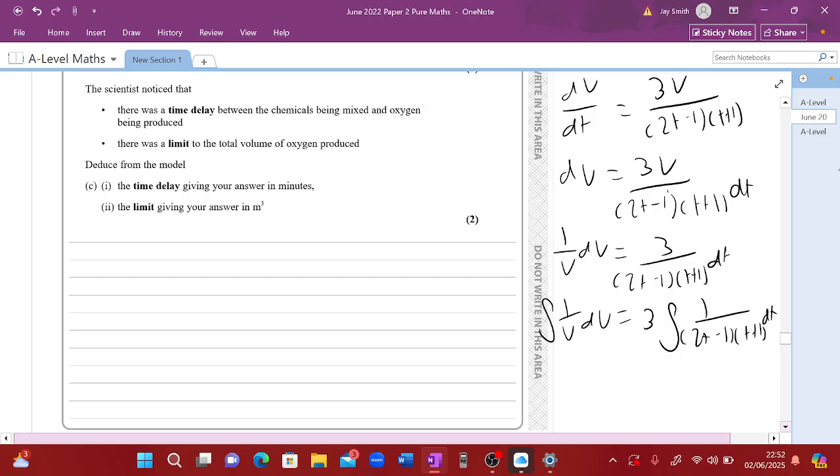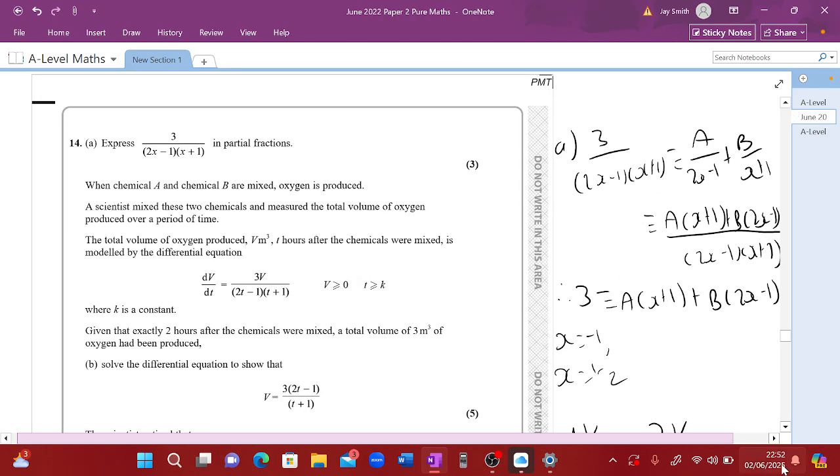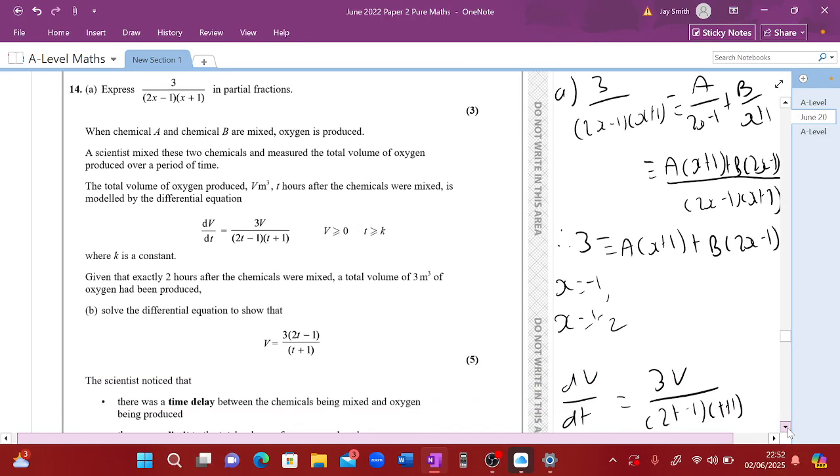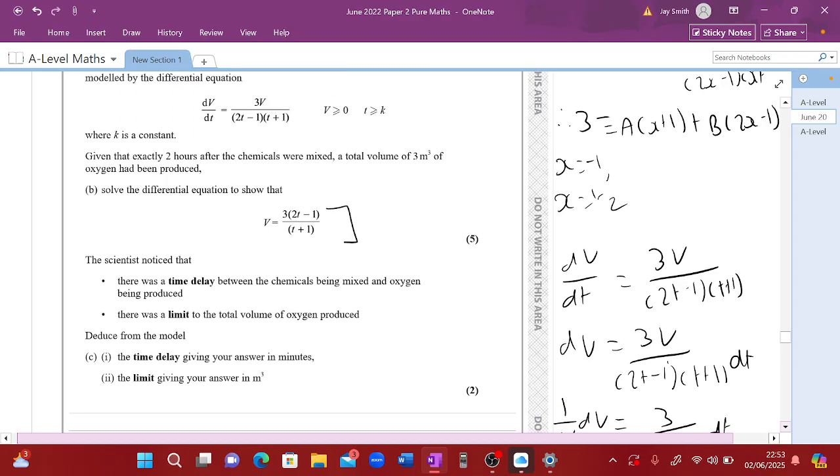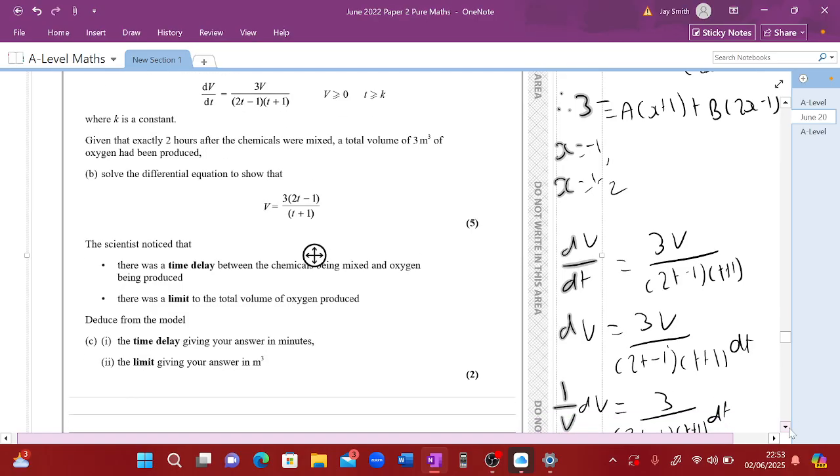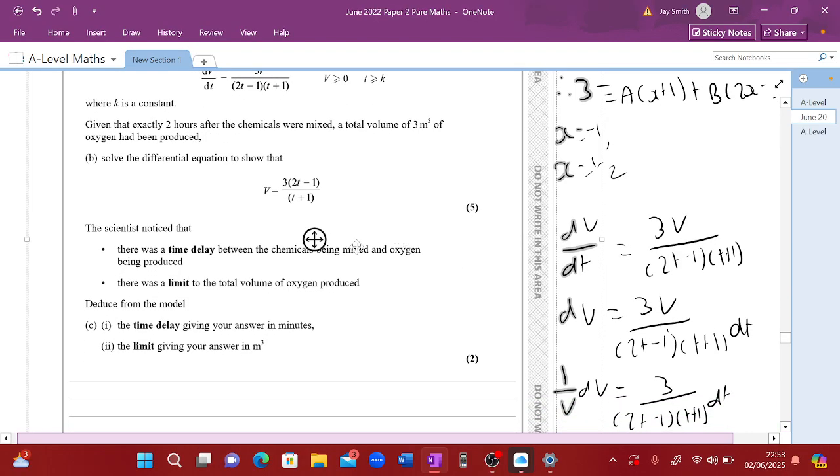But I wanted to touch a bit on part C. So once you solve that, you get v as this. I'm going to leave that to you there, but it shouldn't be too tricky to work out. Okay, so part C then, it's talking about there is a time delay between the chemicals being mixed and oxygen being produced, and there's a limit to the total volume of oxygen produced.